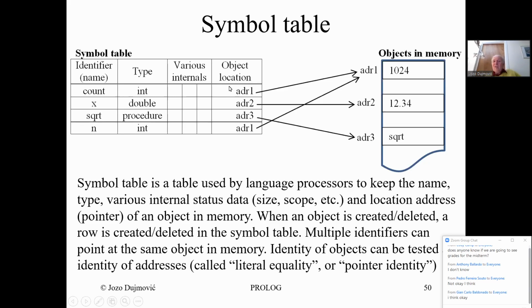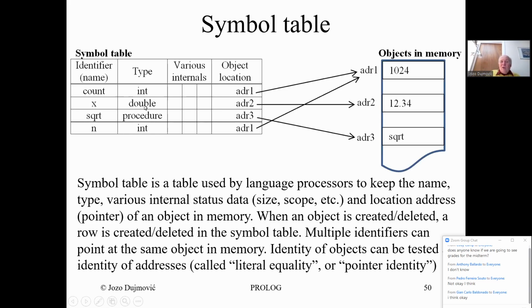So the symbol table will have object location information, which is the address. And we'll have various internals that we don't care about, some things that are also descriptors of this value that might be internally necessary. But this address is telling you that at this address there is a number in memory. So this count is 1024. That is the value that is inside.